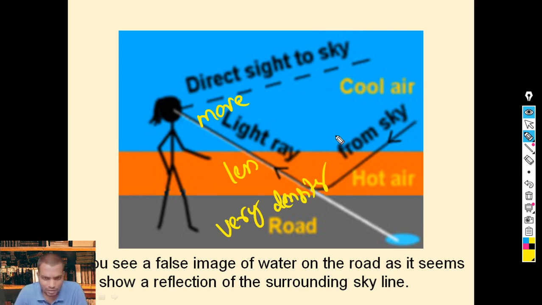Now because of this, if we include our concept of refraction, when light is traveling from denser to rarer, here the blue-colored cool air has more density and the red-colored hot air has less density. What happens to light? Light starts to bend. Here light is refracted.